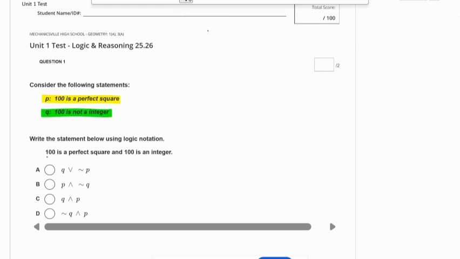So we have to match the pieces of the given statement to the P and the Q that were given to us in the directions. All right, so it says 100 is a perfect square. That matches with P. And is the symbol. It looks like a capital A without the mark through the middle. A for and.